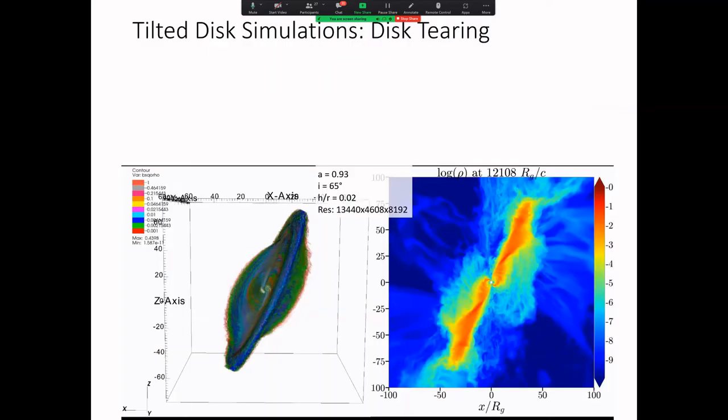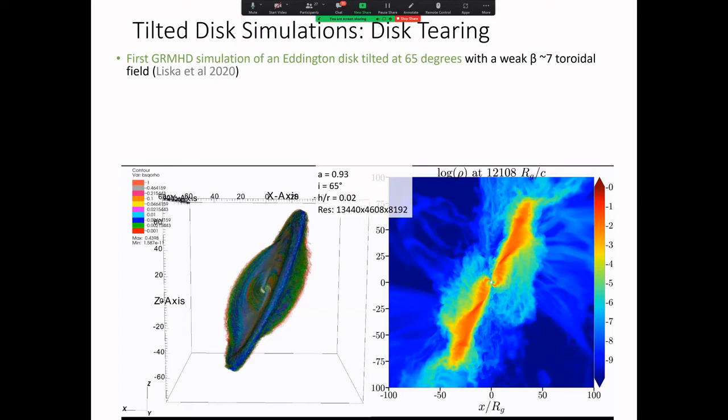So to address if this misalignment can explain some low and possibly high frequency QPOs, I've run the largest GRMHD simulation ever. I think this GRMHD simulation is a little bit smaller in the number of cells than the simulation in which we saw the plasmoids in 3D, but it's much longer. So it's definitely the most expensive one of the two.